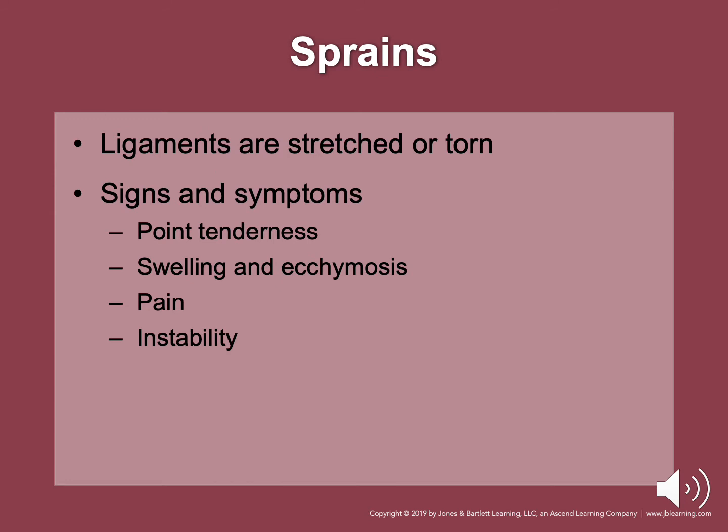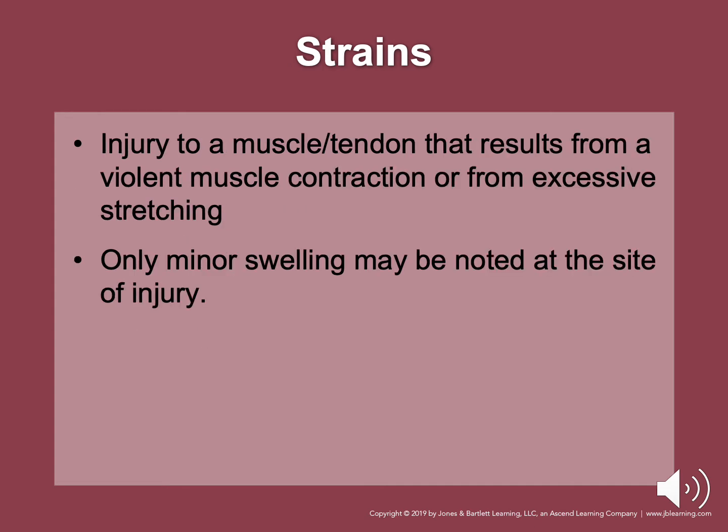Sprains: ligaments are stretched or torn, usually from the sudden movement of a joint beyond its normal range. Some signs and symptoms are point tenderness, swelling, and ecchymosis. Pain causes instability, and it rarely involves deformity. A strain is an injury to a muscle or a tendon that results from a violent muscle contraction or excessive stretching. Only minor swelling may be noted at the site of the injury.